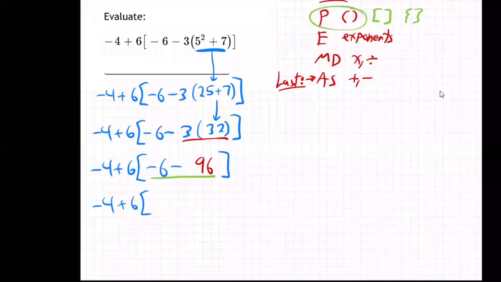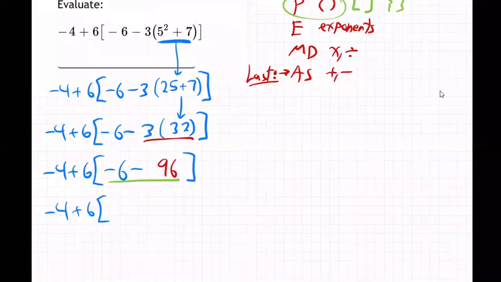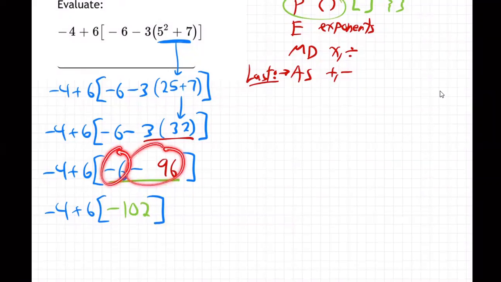And then what happens in here? -6 minus 96. It's minus 102, right? Because you lose $6 and you lose $96. You lost a whole bunch of dollars. All right, what happens now? Now we can add these and get 2.